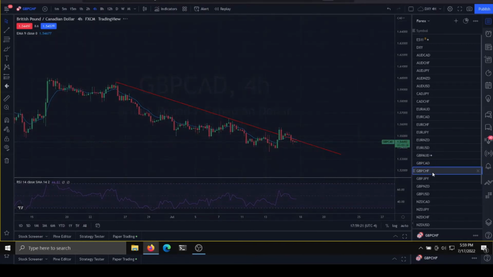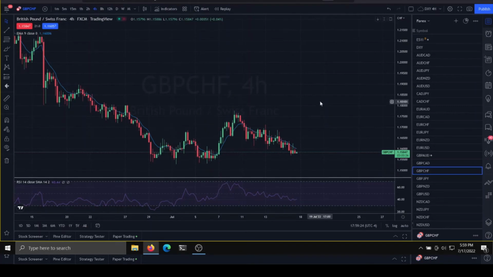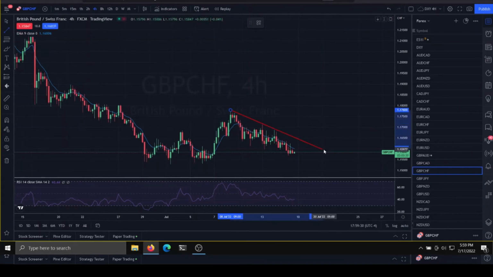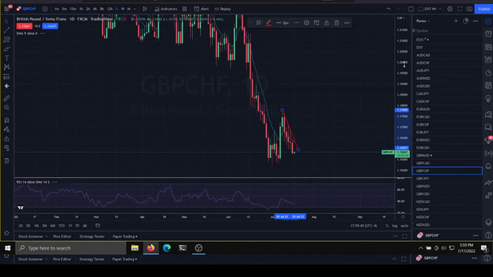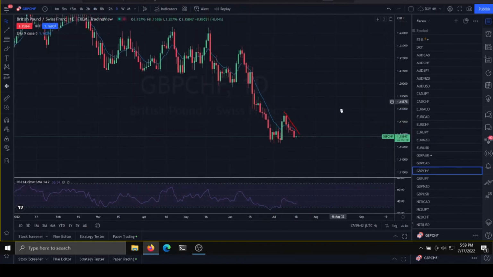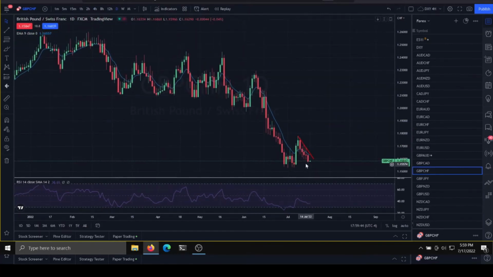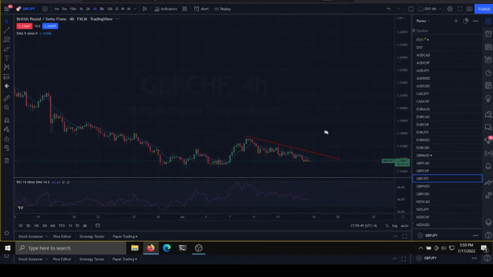Pound Chief. Impulse, correction. Deep correction. Maybe you get this trade to the upside. Complete this 1, 2, 3, or keep going. Maybe you get a bigger pullback to the upside. It's oversold. It'd be a good time to look for that. Pound JPY.